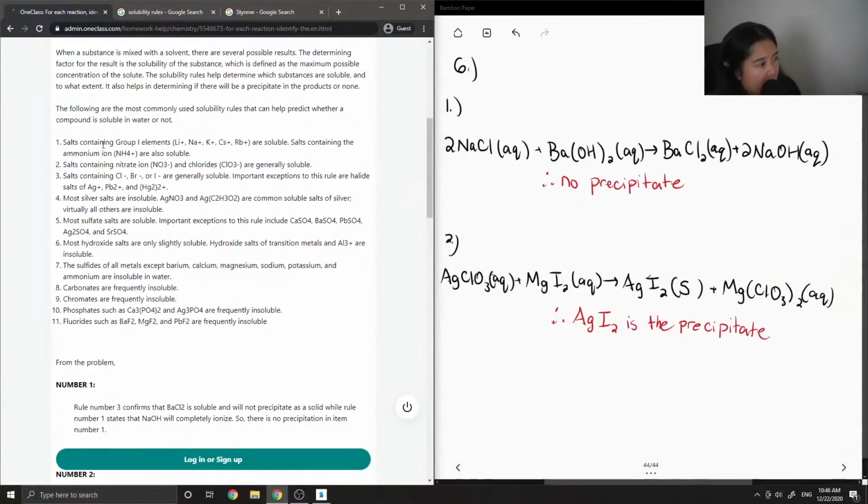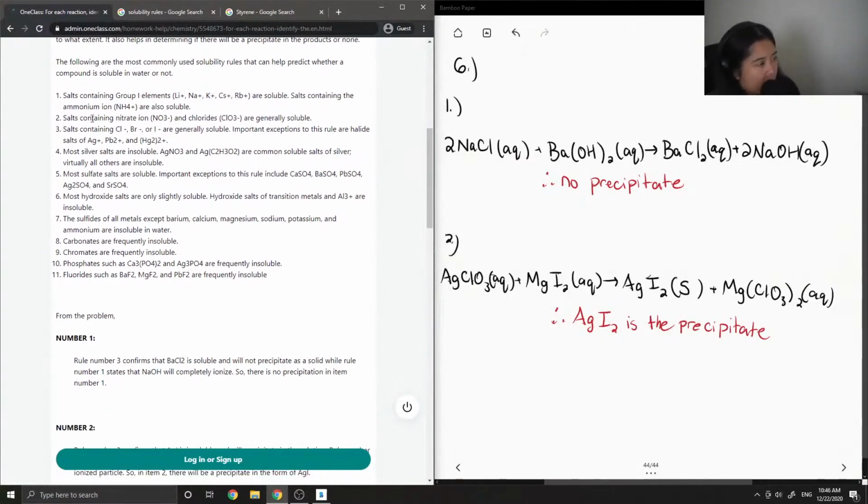Okay, so they just summed up all the rules. Salts containing group 1 elements like lithium, sodium, potassium, cesium, and salts containing the ammonium ion are all soluble. With the nitrate ion and chlorides, they are generally soluble, no exceptions. Salts containing chlorine, bromine, or iodine are generally soluble. Important exceptions to this rule are halide salts of silver, lead, and mercury. Most silver salts are insoluble.